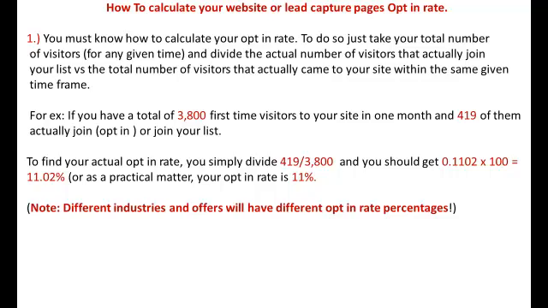But the main thing you need to know, just to go through some numbers, let's suppose within a 30-day period you had 3,800 unique first-time visitors to your site. And of those 3,800, 419 actually decided to opt in and join your list.